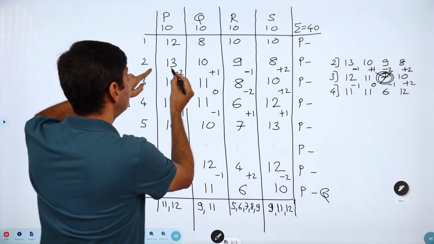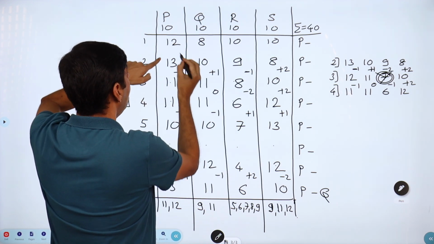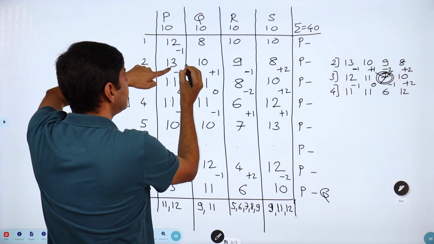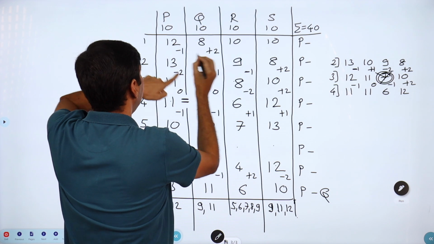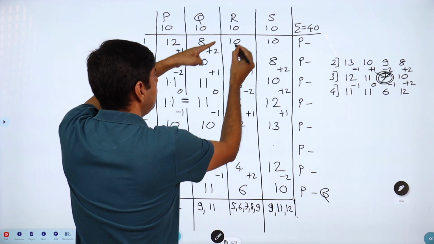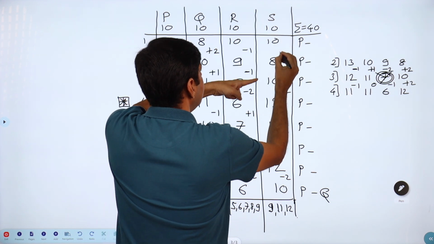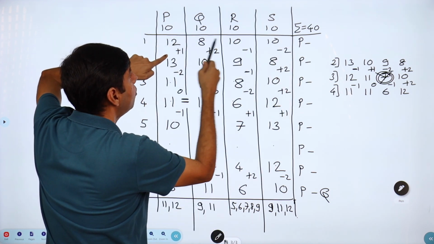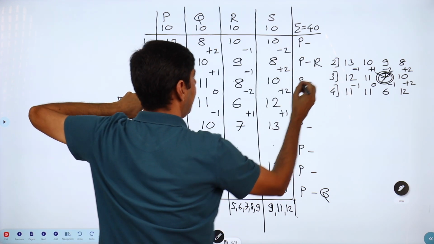Let's look at the pairing also. Here who had paired? Okay, I need this one. This is a -1, this is a +2. Oh, this is a +1. I'm making that error. I don't know why. 12 to 13 is a +1, +2. This is a -1, this is a -2. So P would have paired with R.